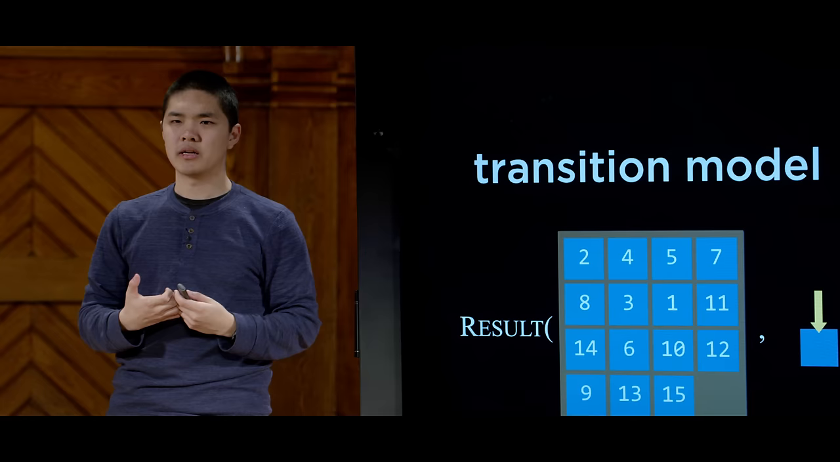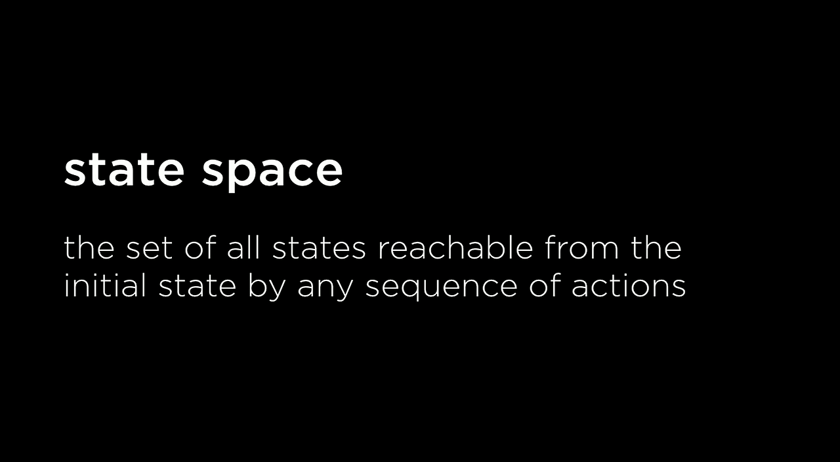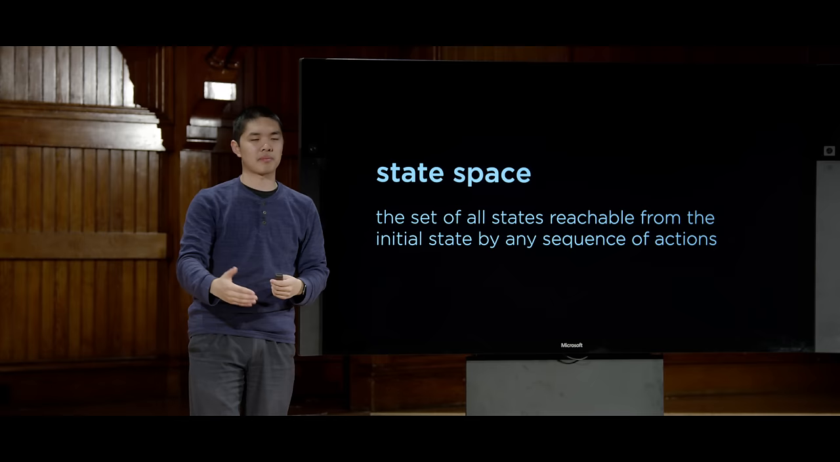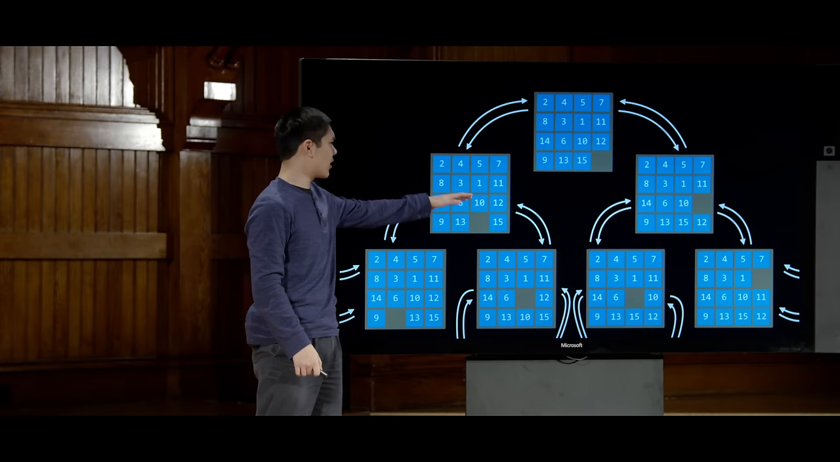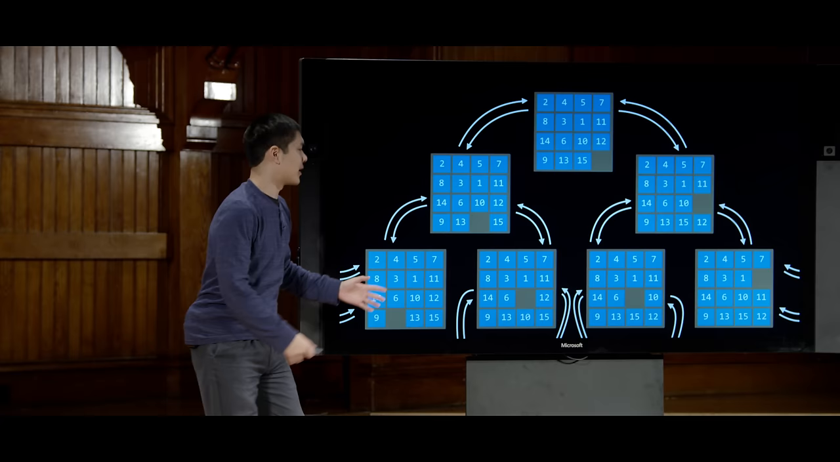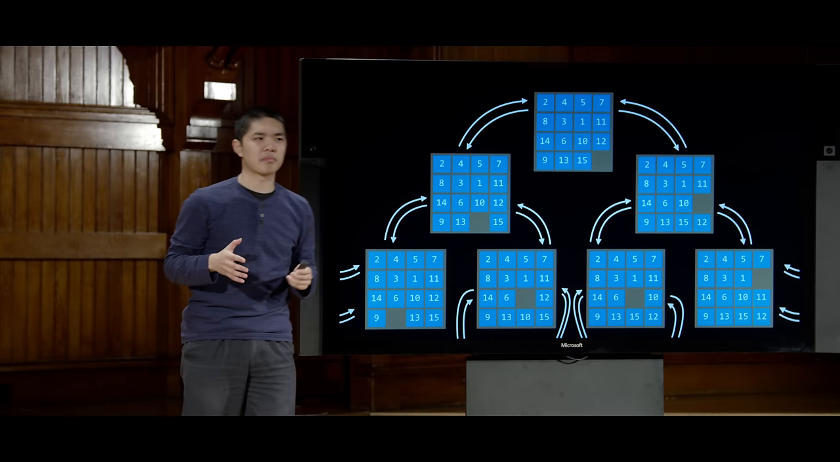If we take this transition model and think about it more generally and across the entire problem, we can form what we might call a state space, the set of all of the states we can get from the initial state via any sequence of actions by taking 0 or 1 or 2 or more actions. So we could draw a diagram that looks something like this, where every state is represented here by a game board. And there are arrows that connect every state to every other state we can get to from that state. And the state space is much larger than what you see just here. This is just a sample of what the state space might actually look like.